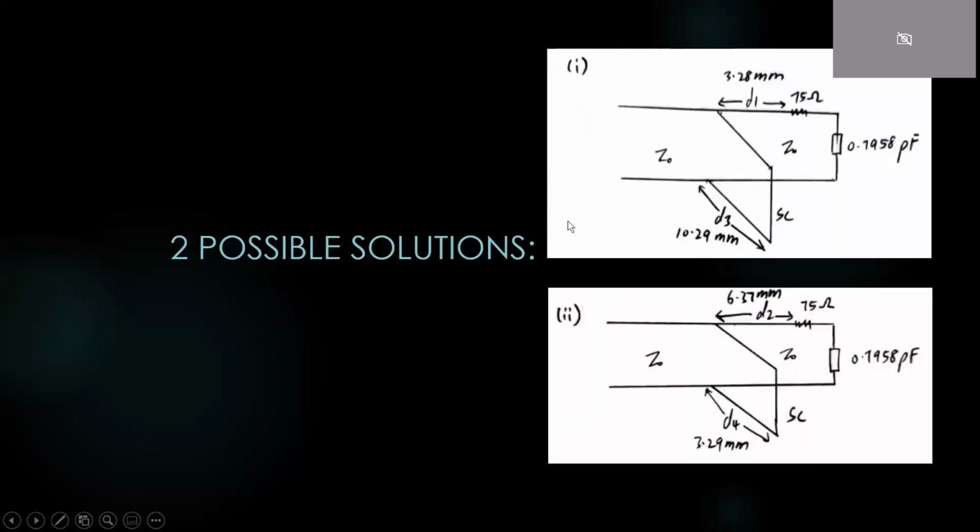So there are two possible solutions. As we can see in these two figures, the first figure and the second figure, the capacitance value is the same. And then D1, which represents the distance from Z0 to the single stub, is 3.28, whereas the second is D2. And then for the length of the stub, D3 and D4. So there are two possible solutions for the short circuit single stub.